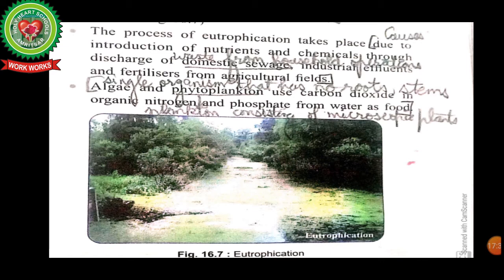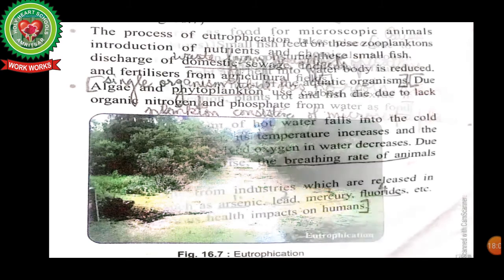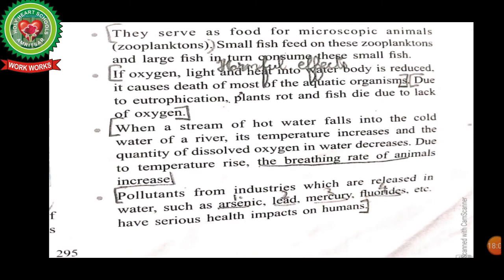Algae and phytoplankton. Phytoplankton, an organism that has no roots or stems, that is called algae, consists of microscopic plants. They use carbon dioxide and organic nitrogen and phosphates from water as food. They serve as food for microscopic animals, zooplanktons. Small fishes feed on these zooplanktons and large fish in turn consume these small fish.